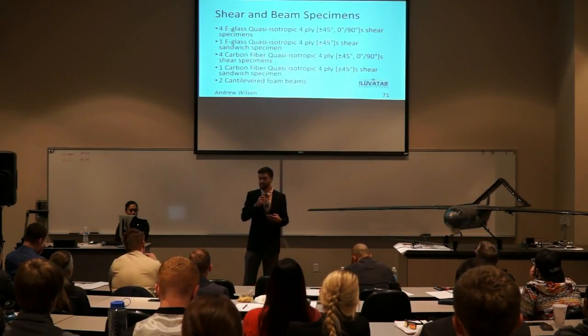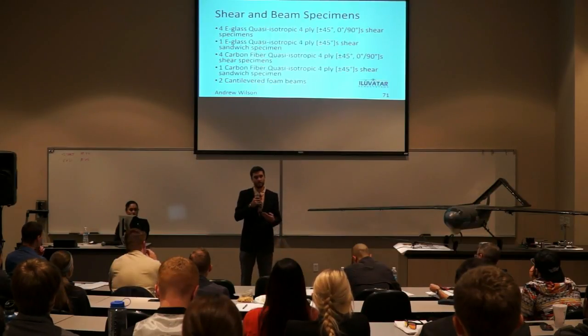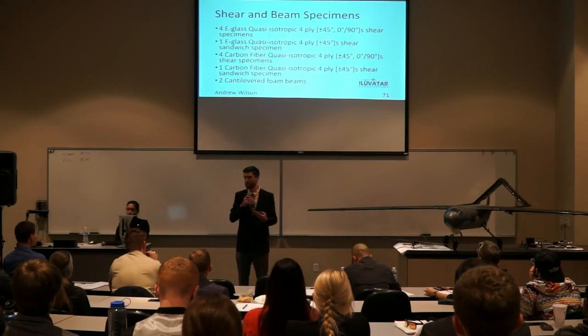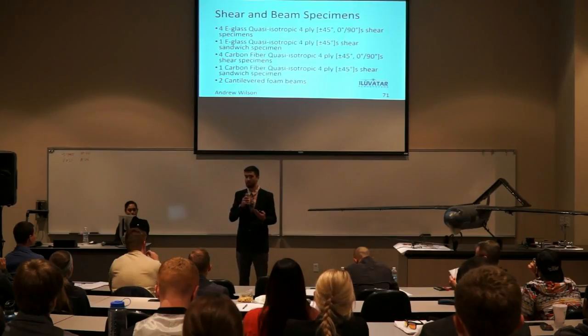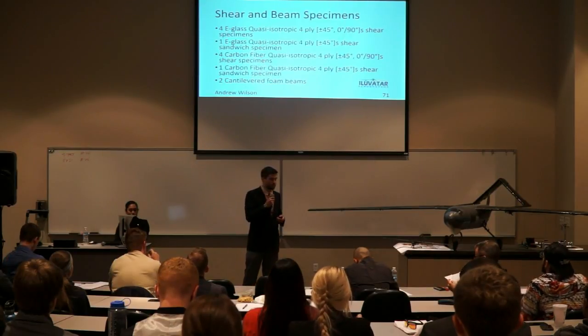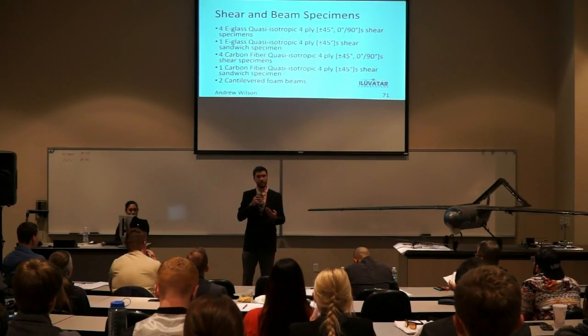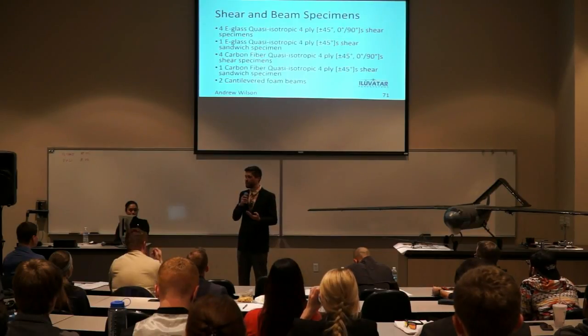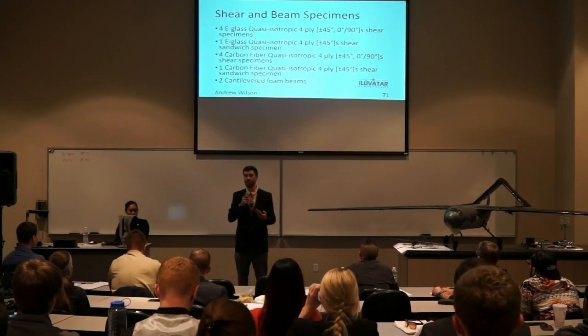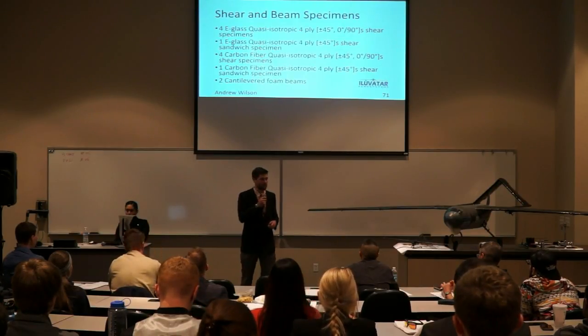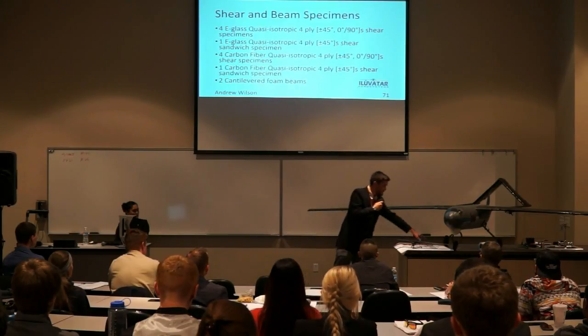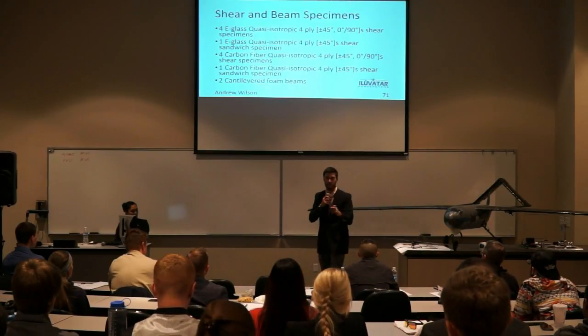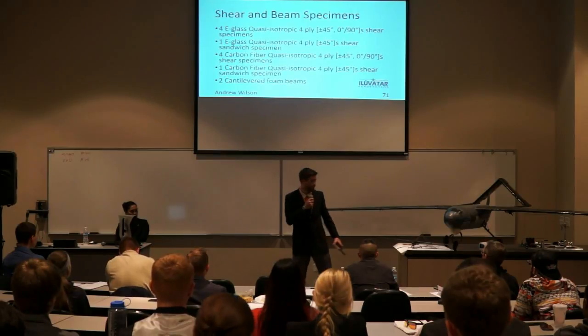The shear and beam specimens, we had 4 E-glass shear specimens, and this was also in a quasi-isotropic layup. And we also had 4 carbon fiber shear test specimens. And we also had 1 sandwich material of each carbon fiber and E-glass. And the sandwich material is 2 plies of the composite and then a foam core on either side.